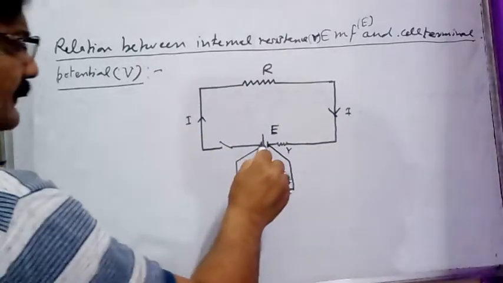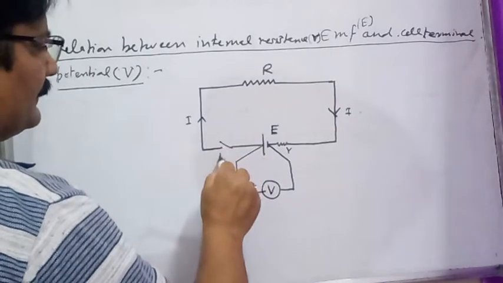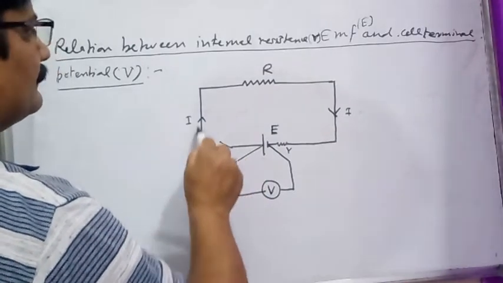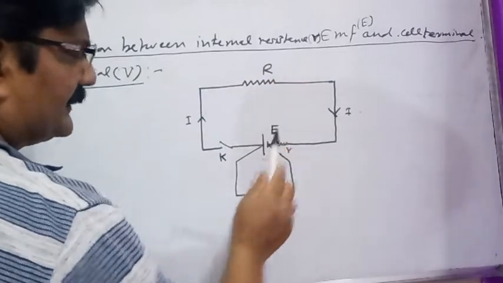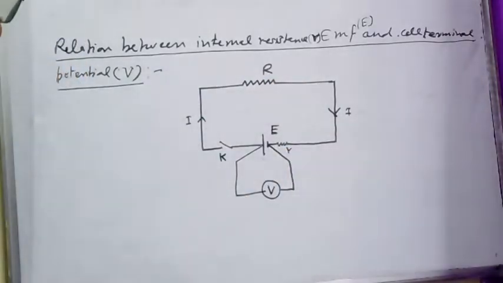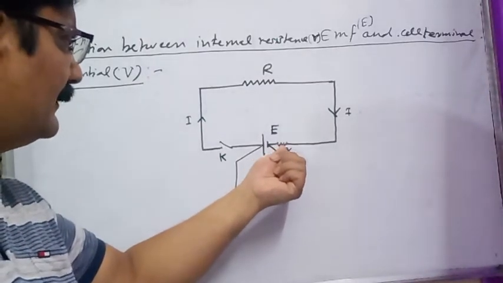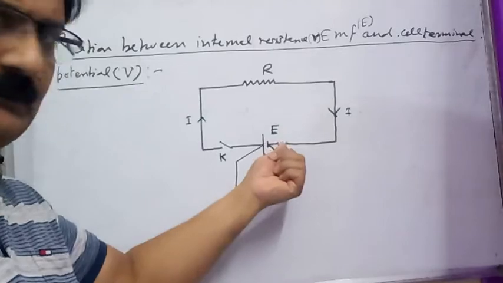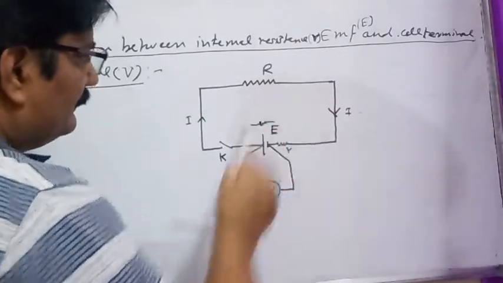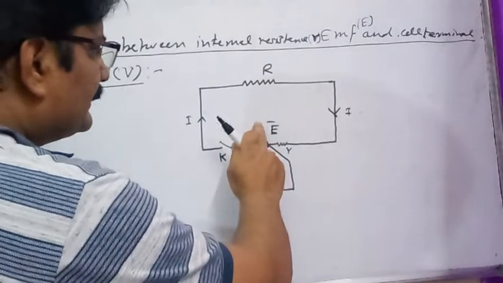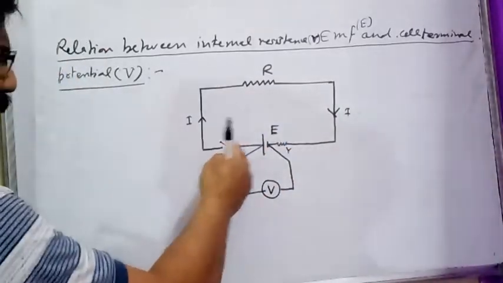What can be the interrelation between these 3 quantities? So this is a cell whose EMF is E, connected with a key, then an external resistance R, and the internal resistance of the cell. Internal resistance of a cell is very often indicated just beside the cell as a small resistance, or sometimes above the cell like this. So internal resistance of the cell is smaller. Suppose key K is open.